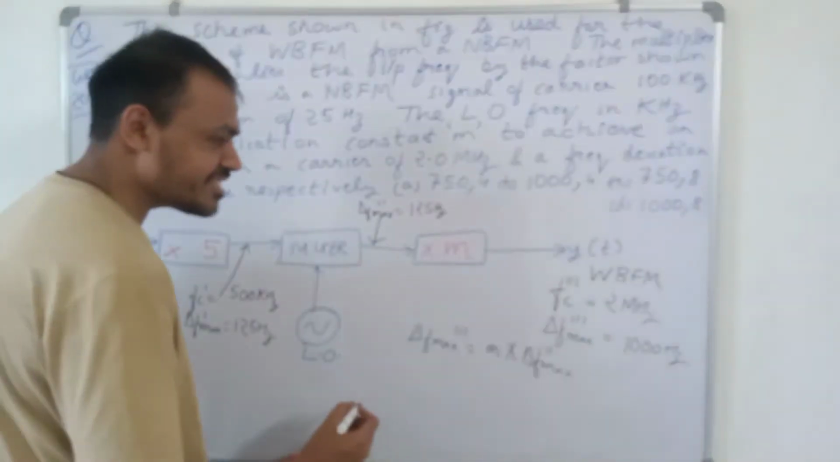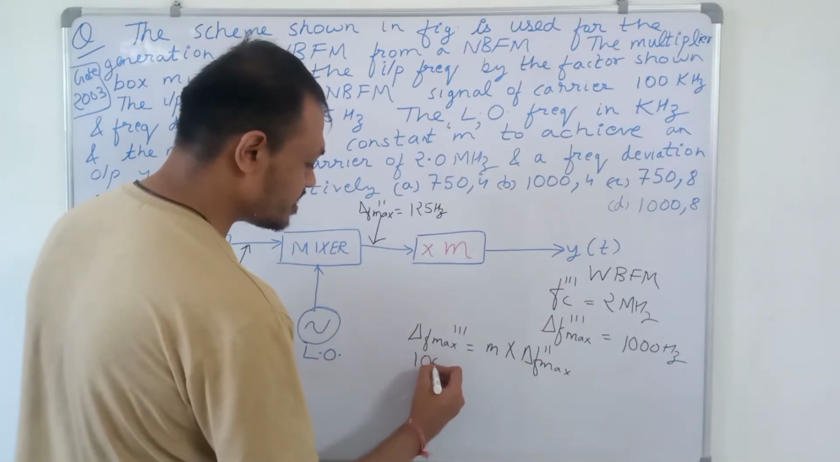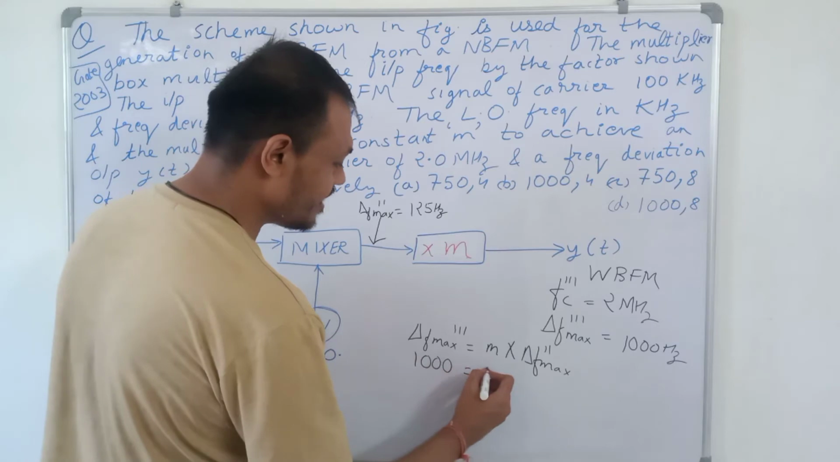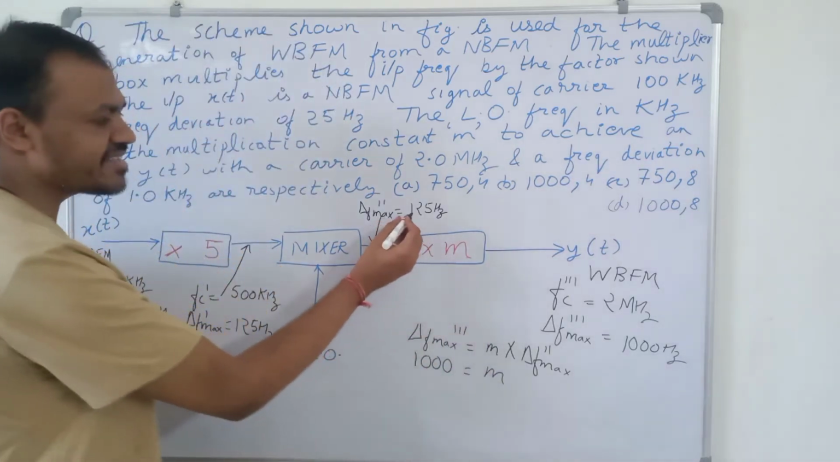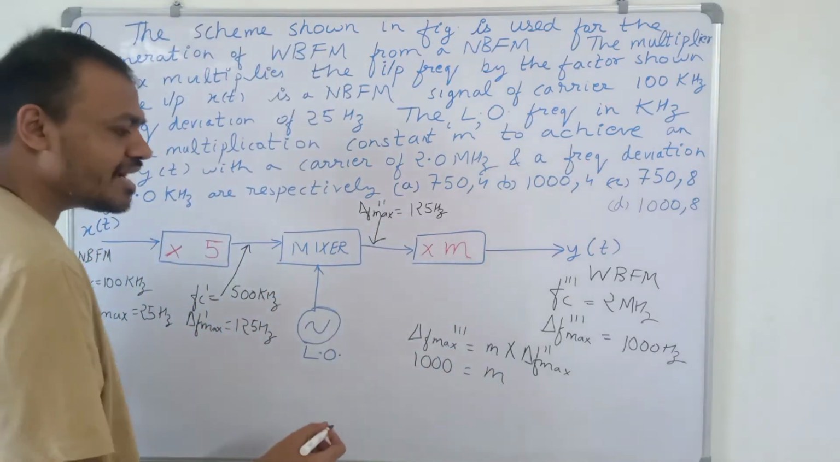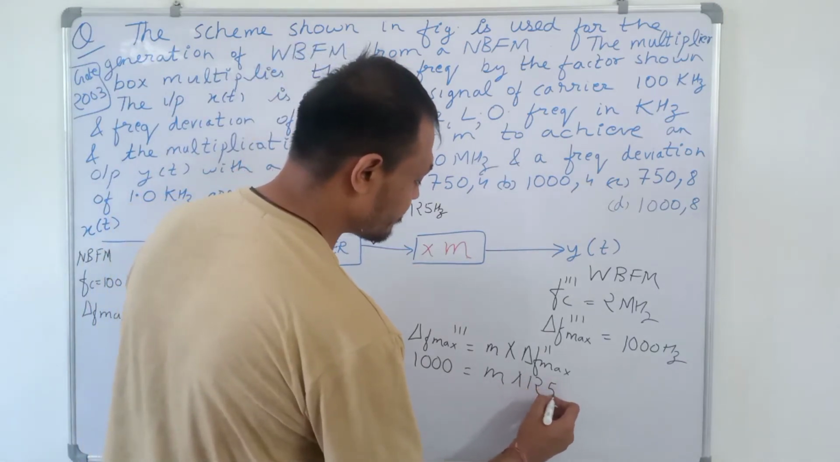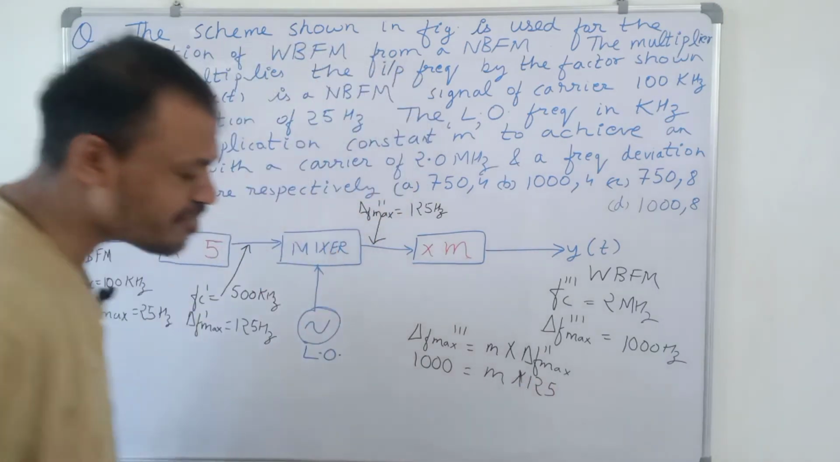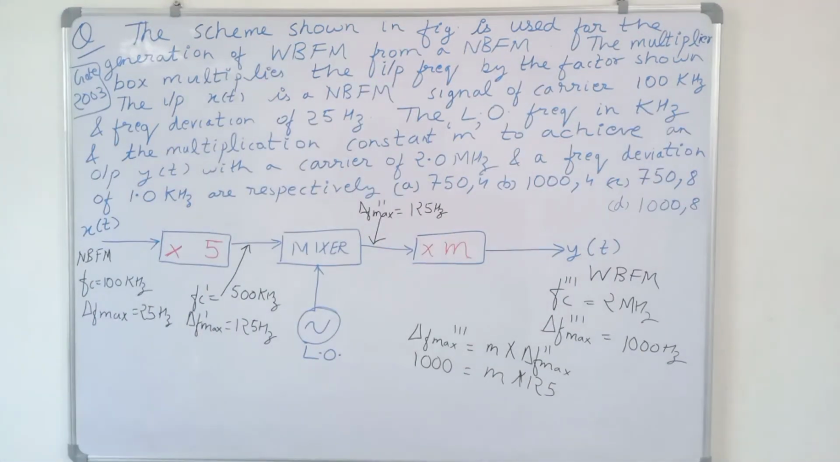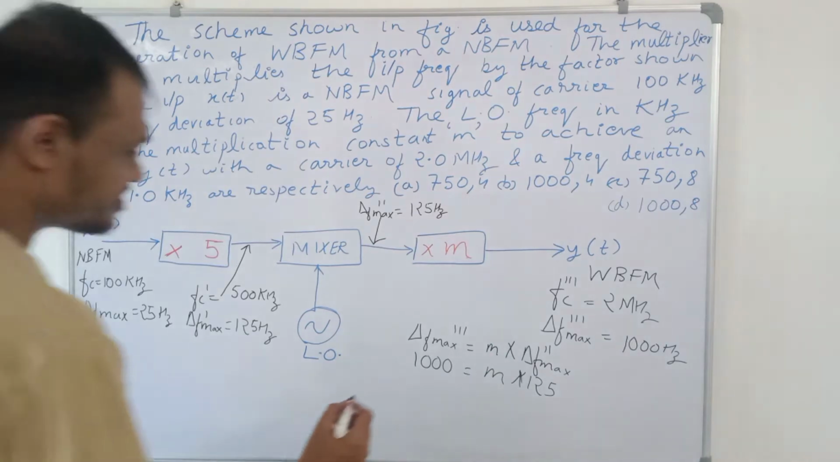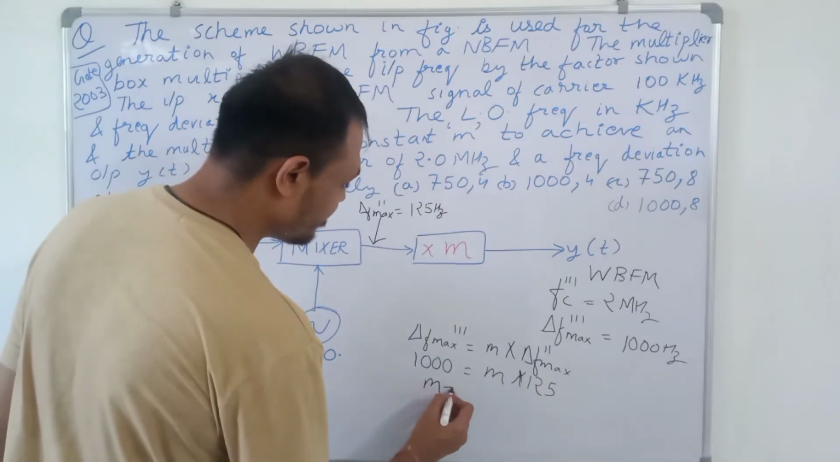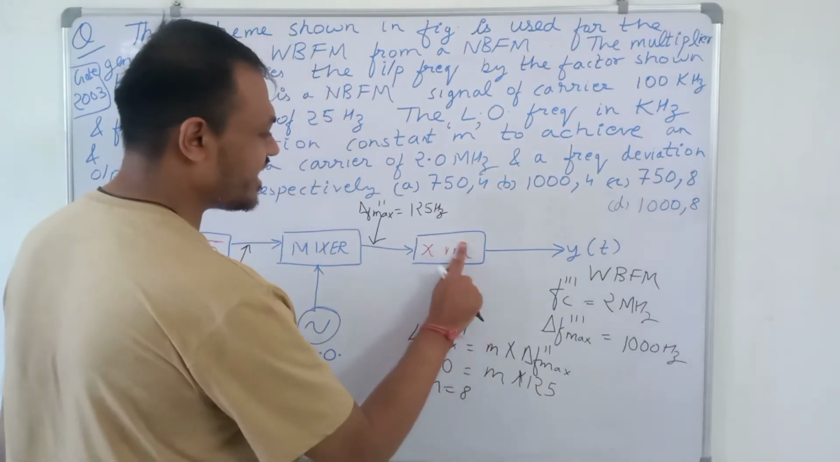Delta f max triple dash is given to us as 1000 Hz. So 1000 is equal to m into 125 Hz. From this we can easily find the value of m. So m will be equal to 8. So I am writing here 8.